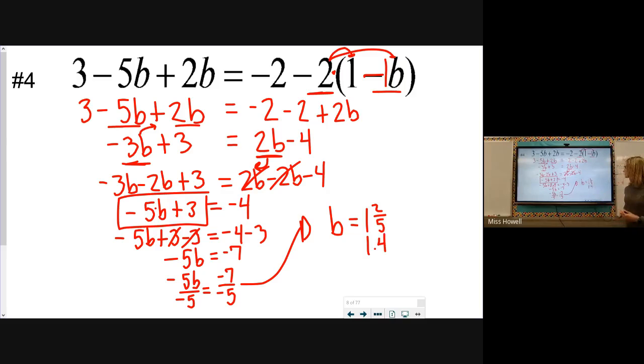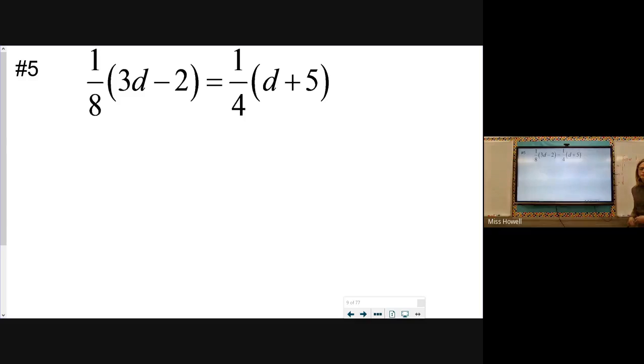All right, number 5. A little bit different because we have some distributing here and we have some fractions in our original problem. So we want to solve for the variable d when we're told 1/8 times 3d minus 2 equals 1/4 times d plus 5.